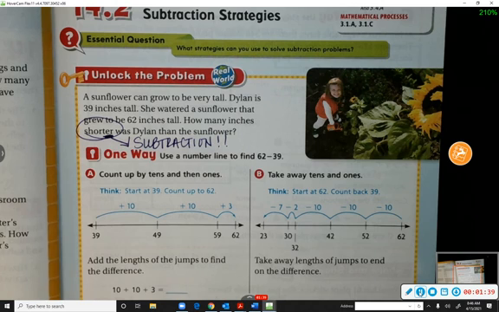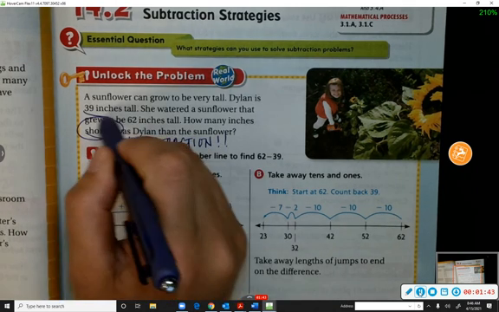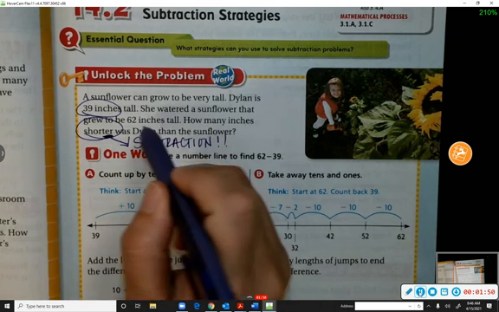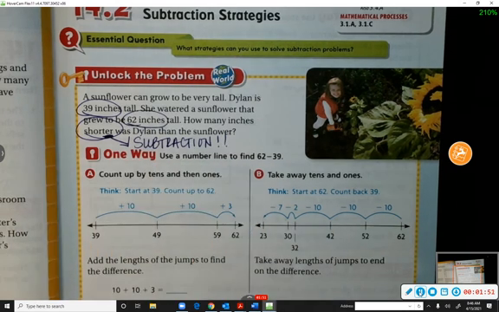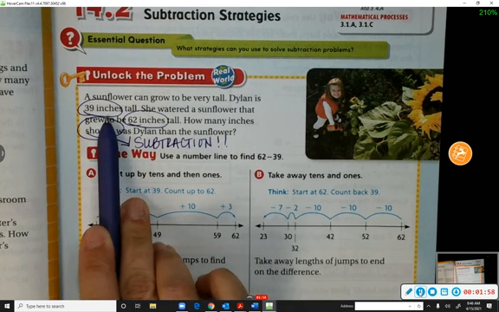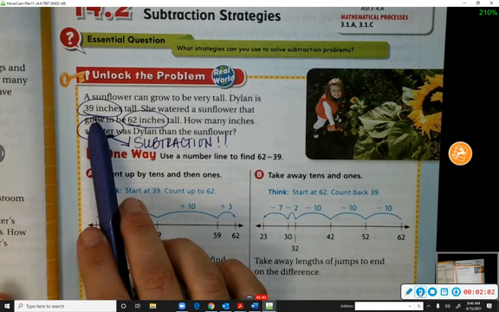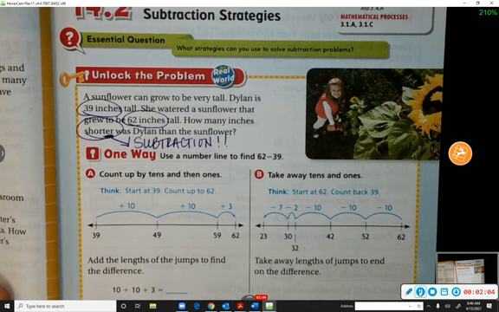So Dylan has a sunflower that's 39 inches tall. She watered the sunflower and it grew to be 62 inches tall. How many inches shorter was Dylan than the sunflower? So Dylan's 39 inches. Sorry, I said Dylan's sunflower. To find how many inches shorter, we're going to subtract the two numbers.